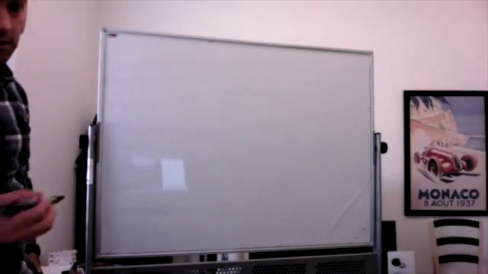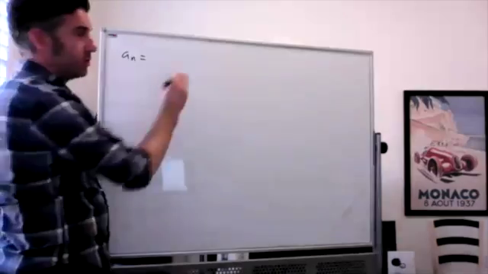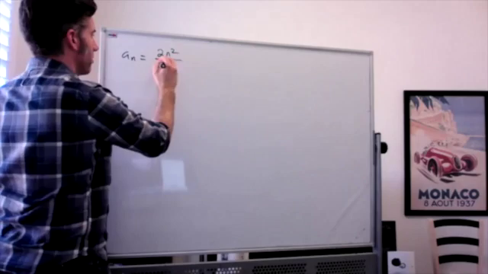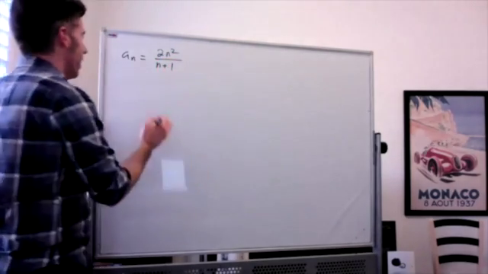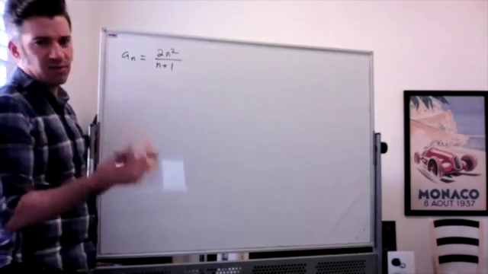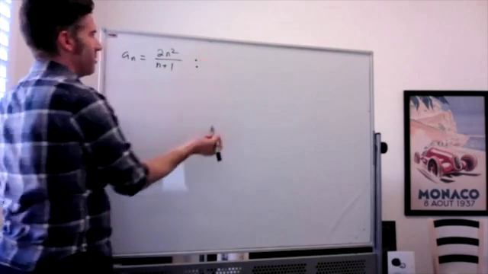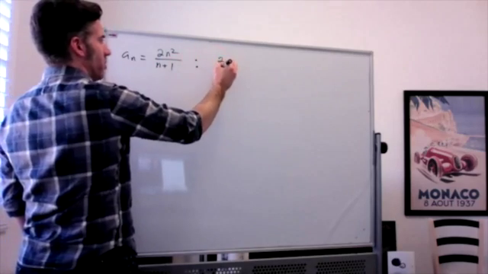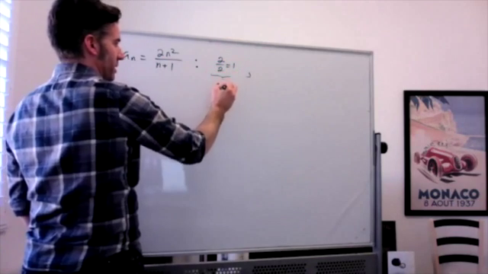On the other hand, this sequence, a sub n equals 2n squared over n plus 1, we could also write out some of the first terms. Sometimes people just write out the sequence terms. I like to use a colon here and say, okay, my first term is going to be 2 over 2, which is 1. And sometimes people like to write below it, that's my a sub 1.